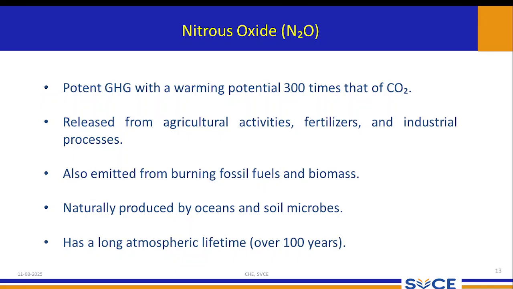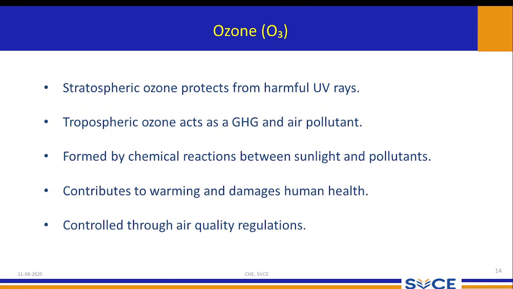It is also emitted from burning fossil fuels and biomass, and naturally produced by soil microbes. It has a long atmospheric lifetime of over 100 years. Just imagine. Now, ozone, tropospheric and stratospheric, protects from harmful UV rays.